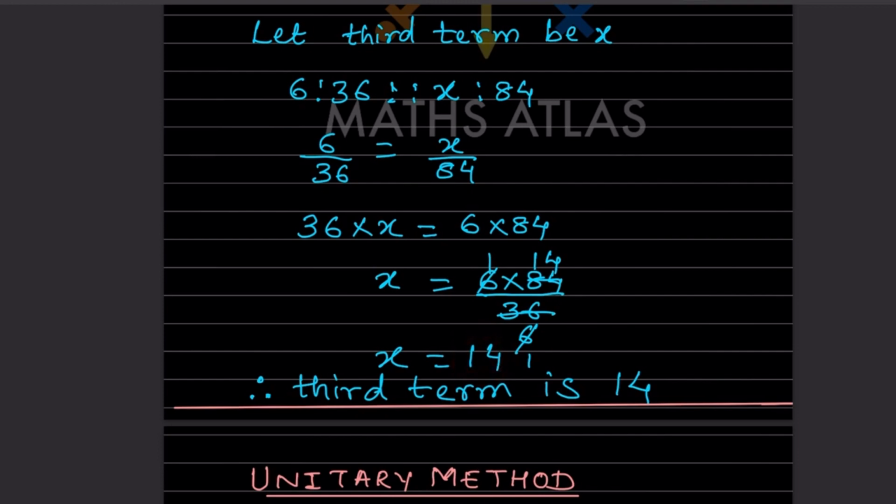So that we have to write. Therefore, what they have asked is the third term, not just writing x. So this step of writing is very important. So the third term is 14.